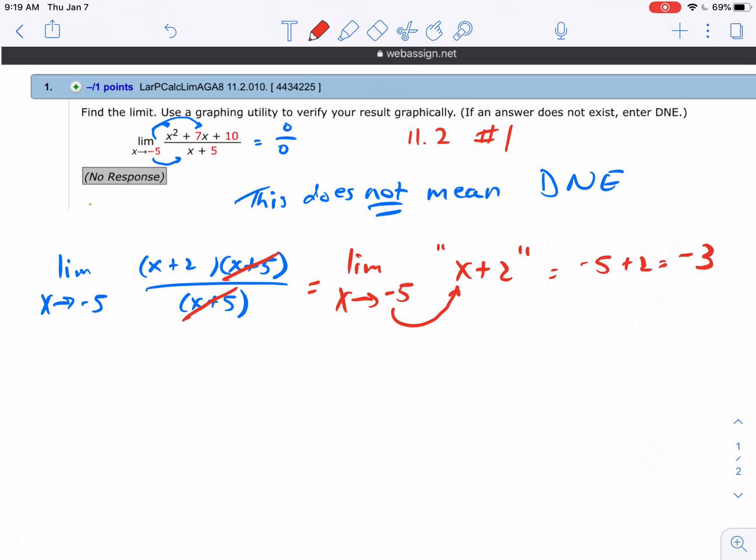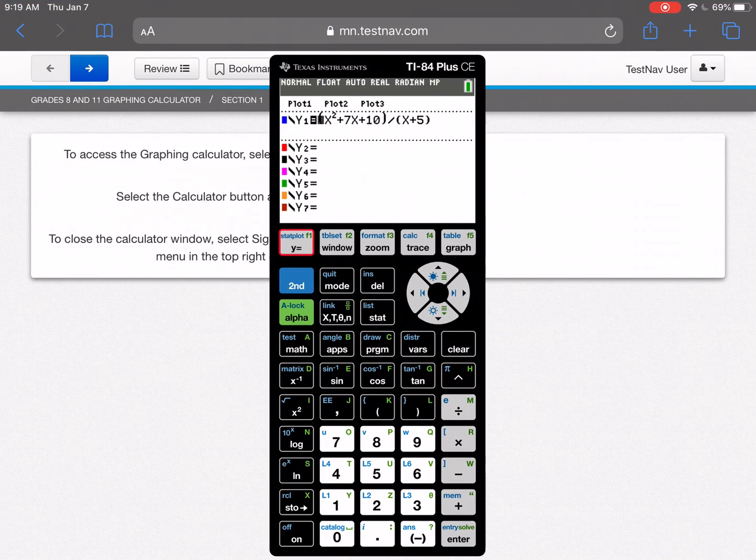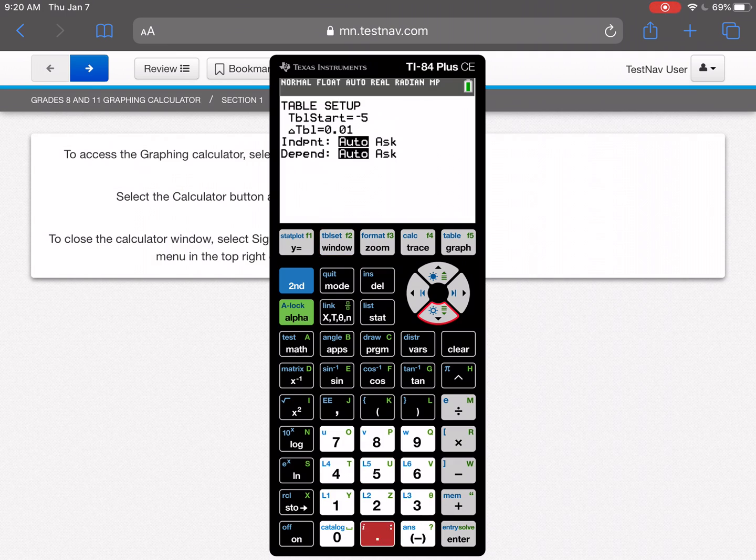So let's take a look at what this means on the calculator. If I type it in and graph it, you can actually see on this graph that if you go to the left 5, there's the hole in the graph. And if you follow that hole back to the y-axis, it's approximately at an output of negative 3.